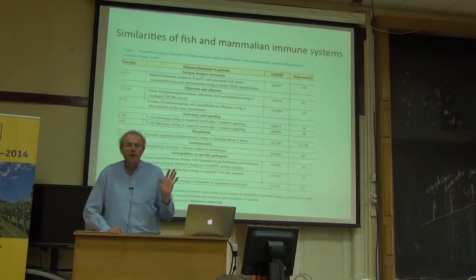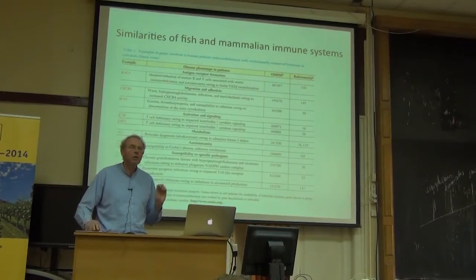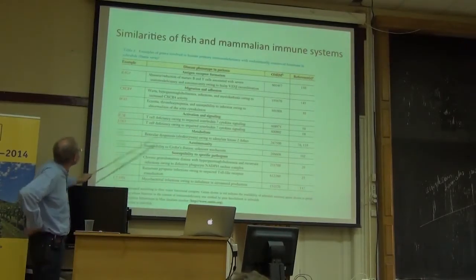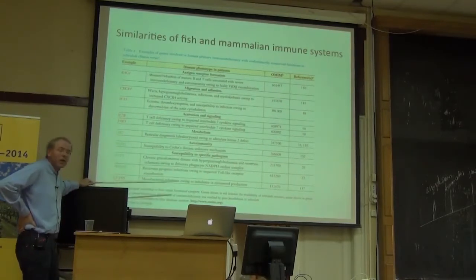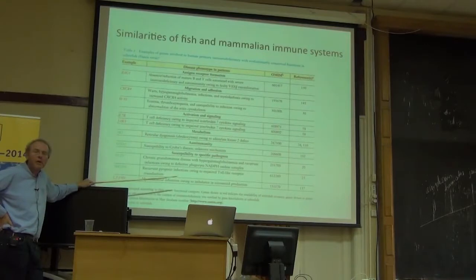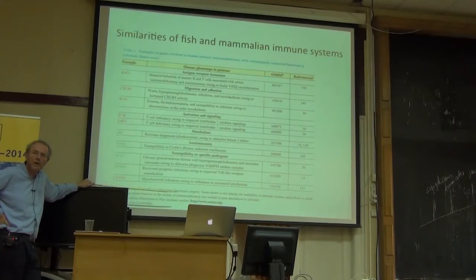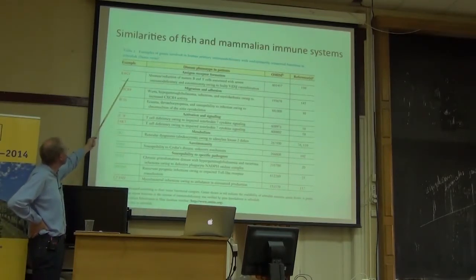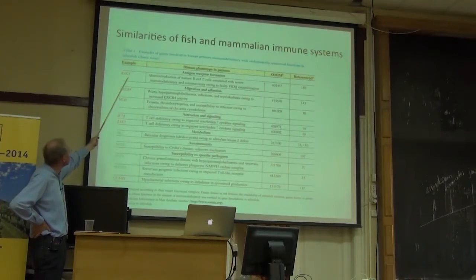I'll end with this to whet your appetite for tomorrow. This is a list that I've taken from one of our own reviews about which genes have been discovered and found to have similar function in the immune system of lower vertebrates, that is fishes, that we know have a function in the immune system in humans based on specific clinical phenotypes. So think of, for example, RAG1. RAG1 is the recombination activation gene.